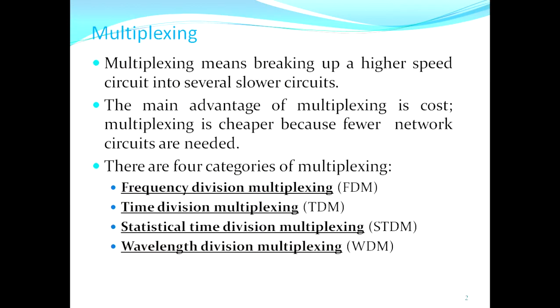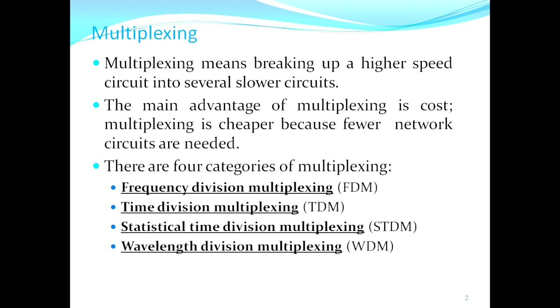Good morning. So in this class we are going to see the different methods of multiplexing which are used for wireless communication related to satellite. Multiplexing means breaking up a higher speed circuit into several lower speed circuits. In general, multiplexing is an abbreviation for many into one, right?